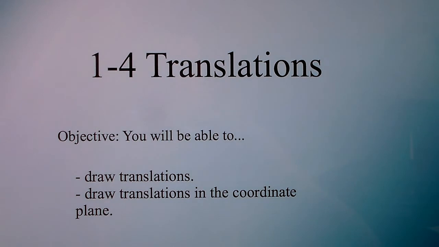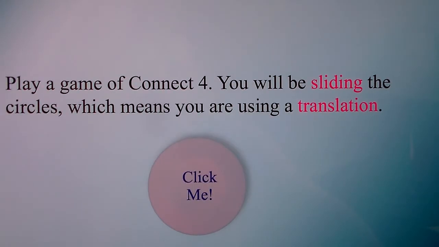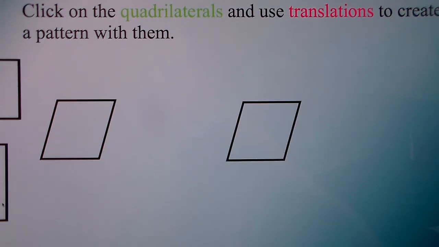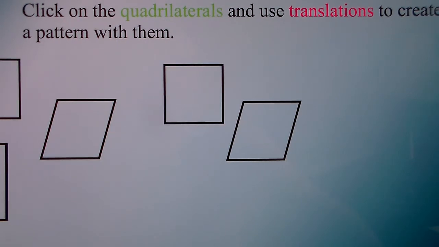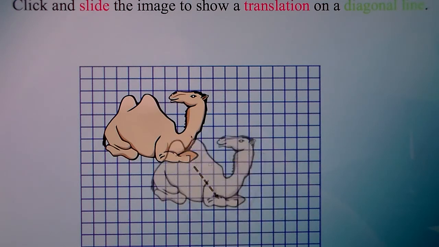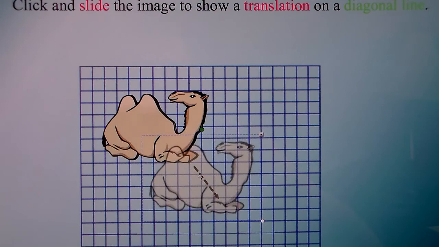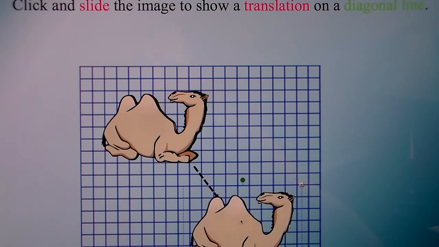Alright, so you got one for translations. Connect 4. What's another example of translations with the pieces sliding down in the Connect 4 board? Anything to do with movement. So it moves. So this camel is placed right here. And if we move the camel, that's a translation.